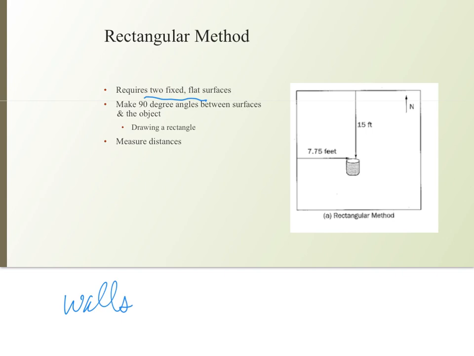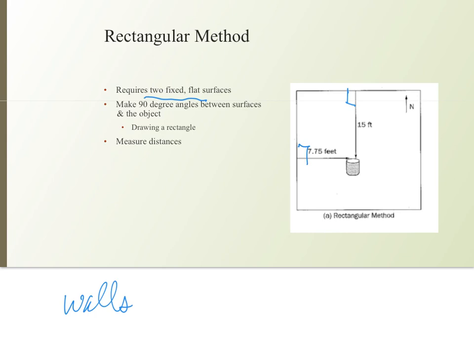So first off, you're going to measure the distance between your object and one wall, and this has to be at a 90-degree angle. Okay? In this instance, it's 15 feet. And then likewise, we're going to measure from that same object to the different wall at a 90-degree angle. And once again, in this instance it's 7.75 feet.